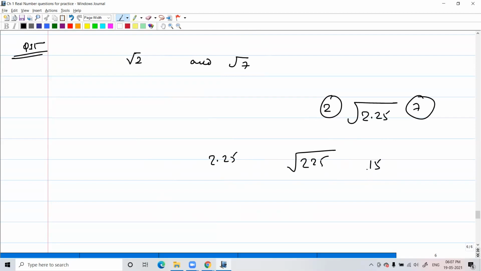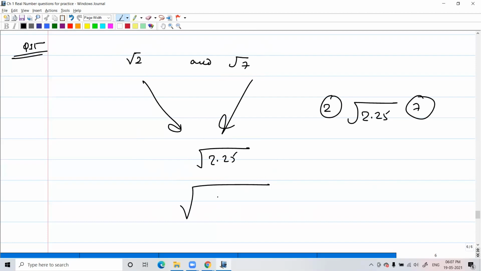15, right? 15. Okay, so 225 we can take and then write it as 2.25. So we know that square root of 2.25 will lie between these two numbers. So I can write this square root of 2.25 as 225 divided by 100.